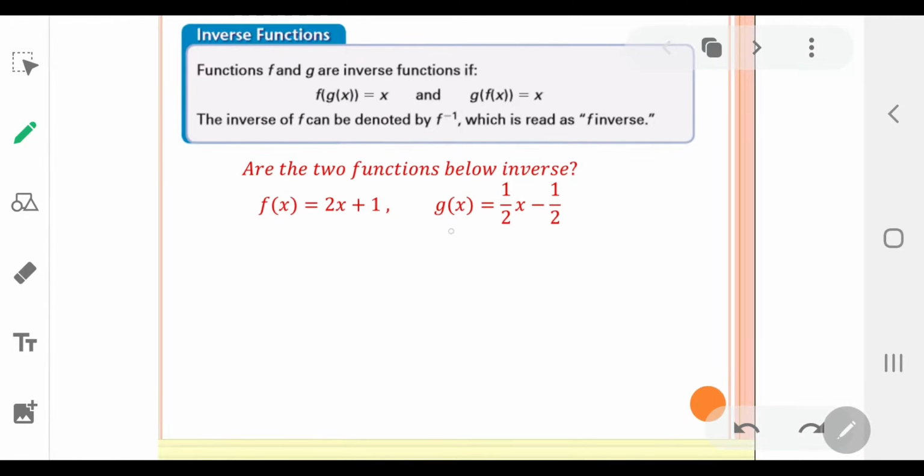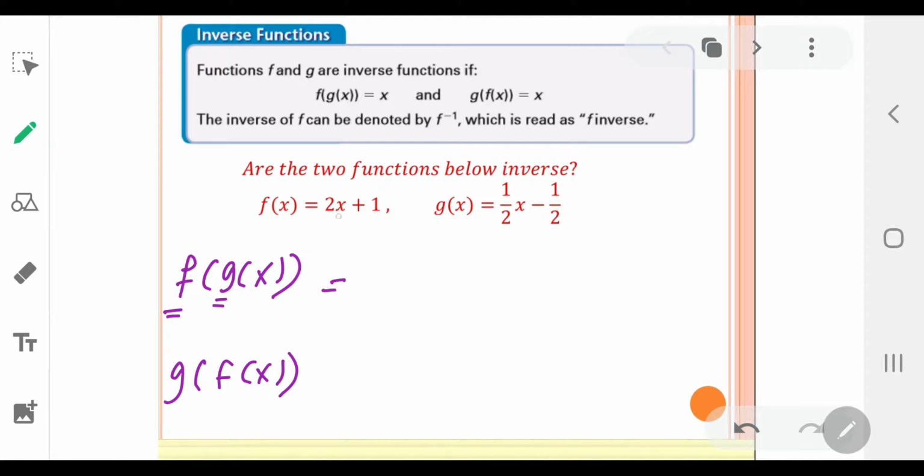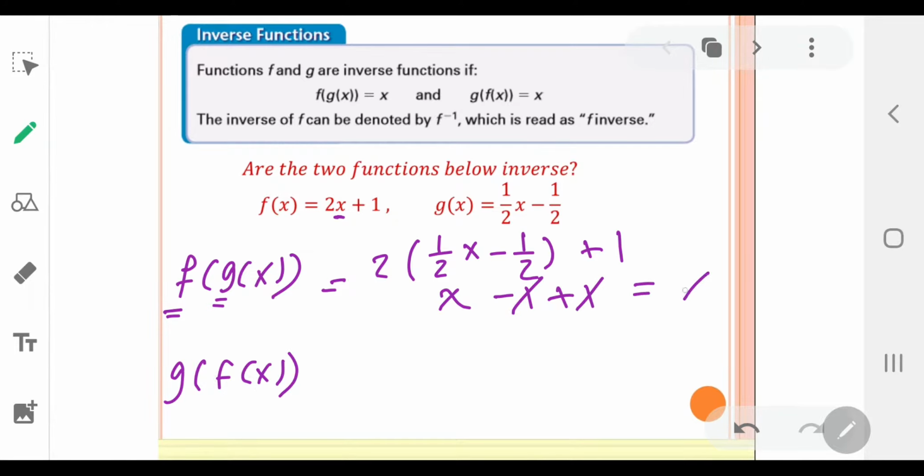If given those two functions, f of x and g of x, and he's asking me, are the two functions below inverses? I have to plug g into f and f into g. So I'm finding the composition of f with g. Instead of this x, I'm replacing it by g of x, 2 times half x minus half plus 1. Using distributive property, 2 times half x is x, 2 times negative half is negative 1 plus 1, negative 1 and 1, 0, and it is x.